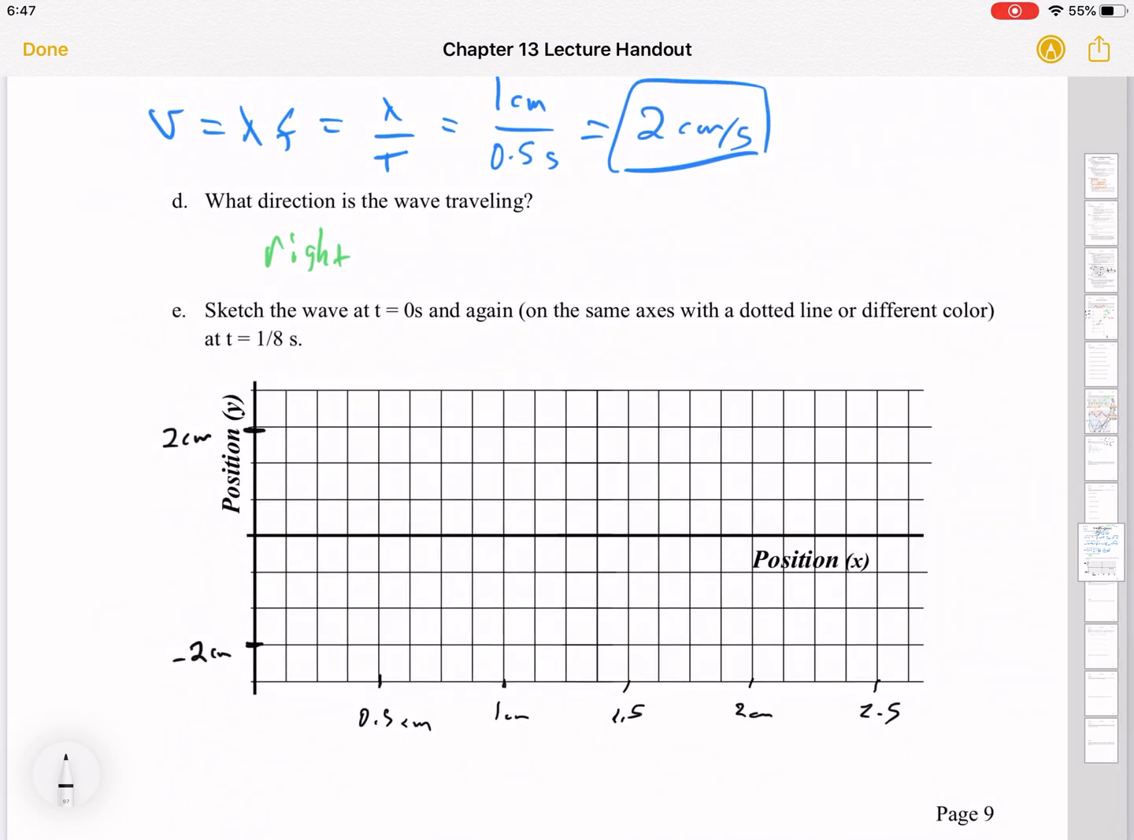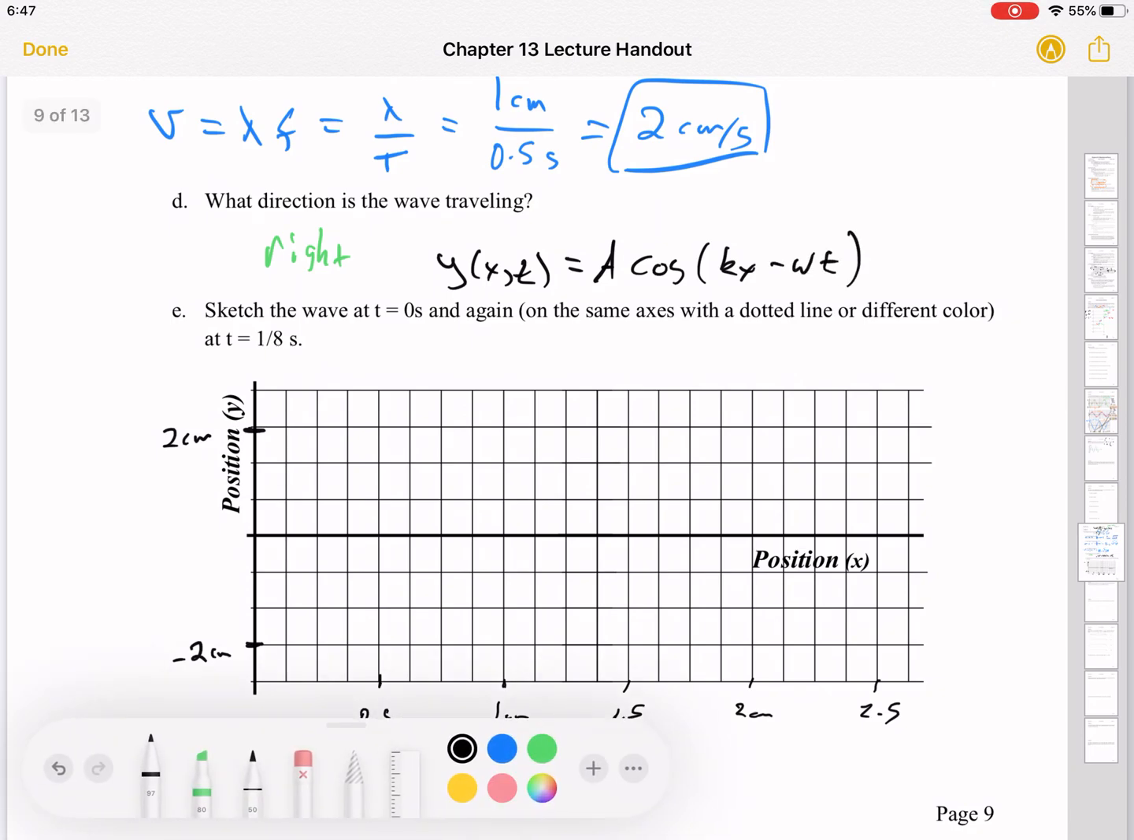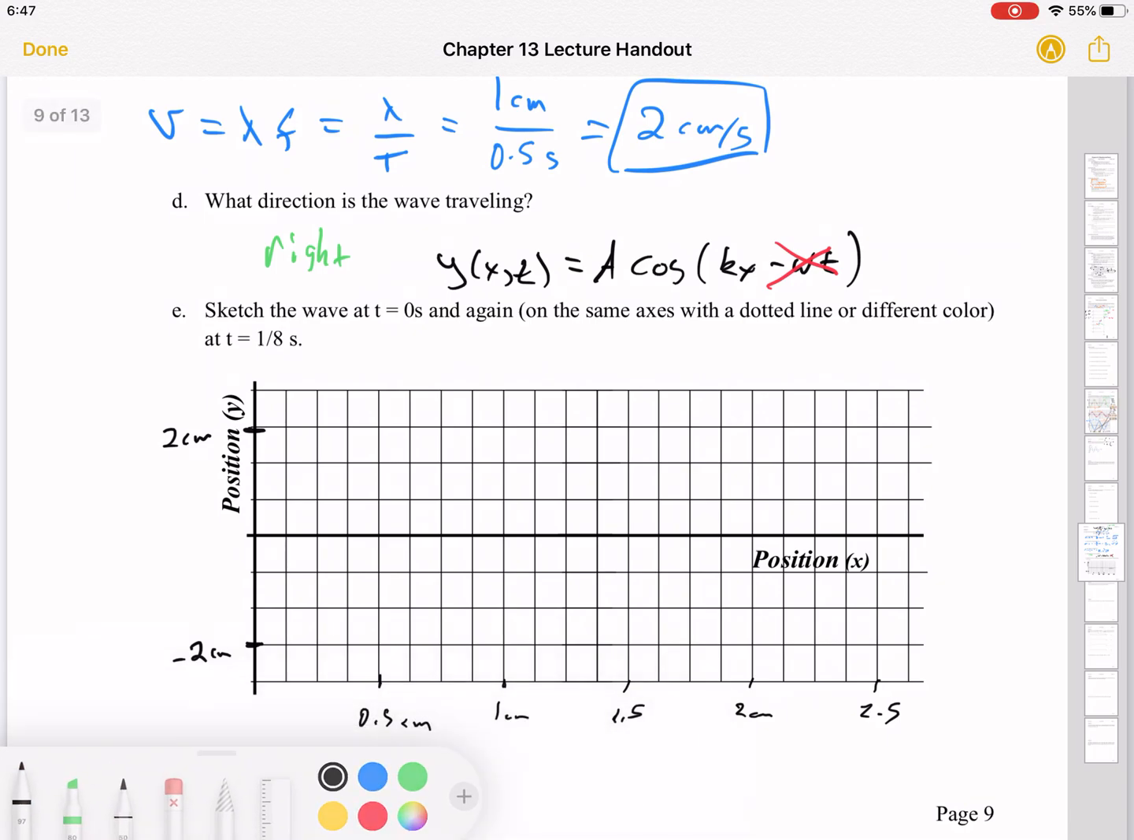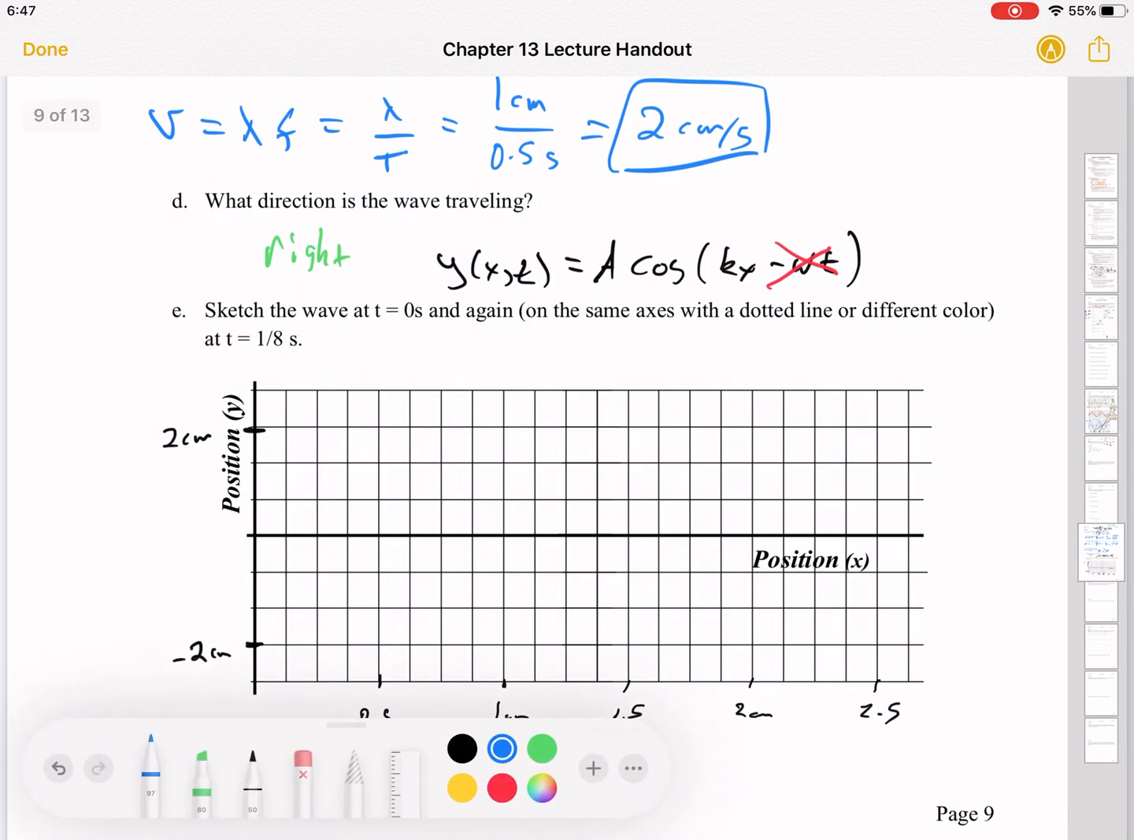And we want to plot it at t equals 0. So at t equals 0, y of x and t is a cosine of kx minus omega t. Well, omega t is 0, right? So this bit goes away. So it's just kx. So it's just cosine, and cosine at position 0 is cosine of 0 is 1, right? So this should start here.